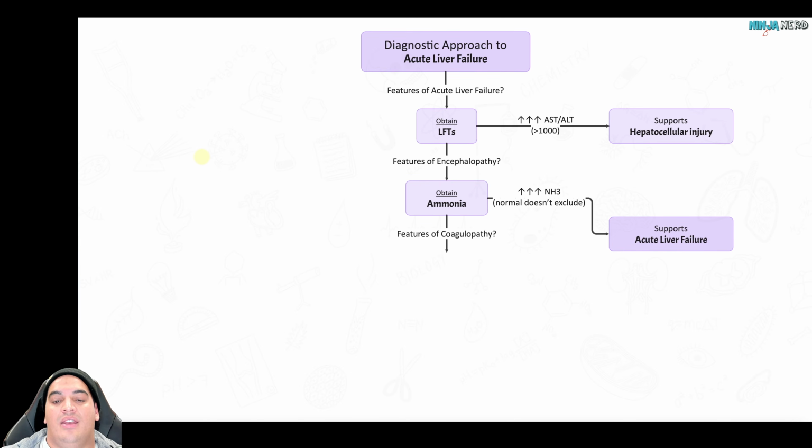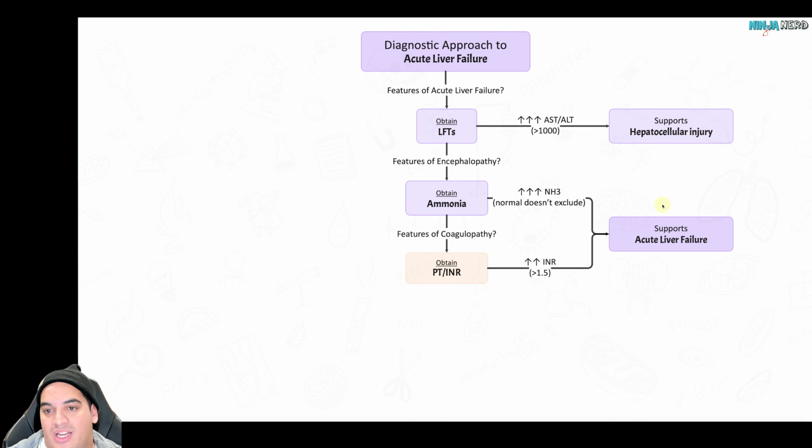The next thing is, do they have features of coagulopathy? In other words, are they not producing an adequate amount of factor 2, 7, 9, 10? What does that actually help me with? The PT-INR. This is the lab value. If they have less procoagulants, they'll take a longer time to clot. So their PT, their prothrombin time, will be very long, or high, if you will. And so if their PT-INR is elevated, at least greater than 1.5, that suggests a coagulopathy. So if they have a hepatocellular injury in combination with encephalopathy and coagulopathy, we definitely have acute liver failure.